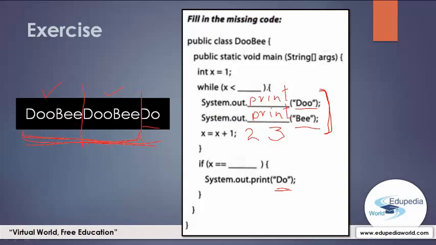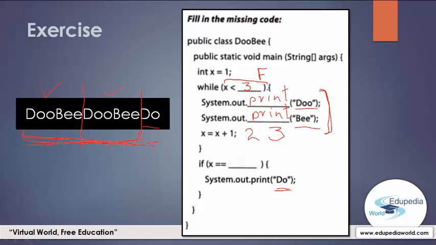Therefore, we have to terminate this while loop. For that, we have to make this condition a false value. To make it a false value, we can say x is less than 3. This code part should be executed while x is less than 3. As the value of x is 3, 3 is not less than 3. Therefore, the loop will be terminated and we are all done with the do and be's.